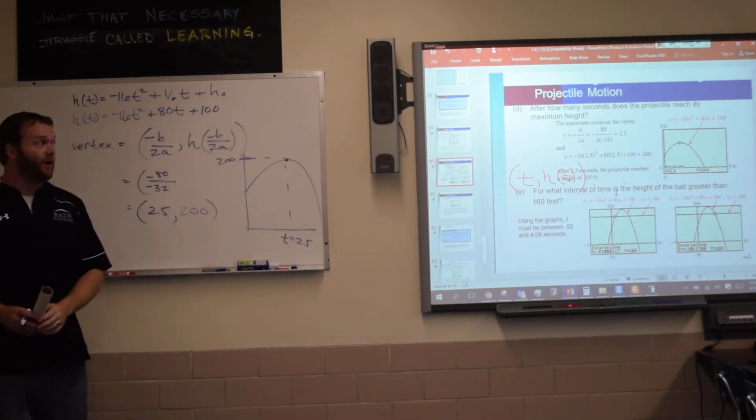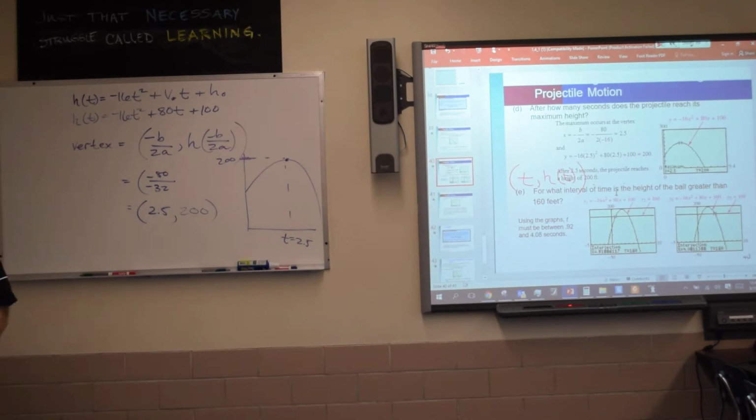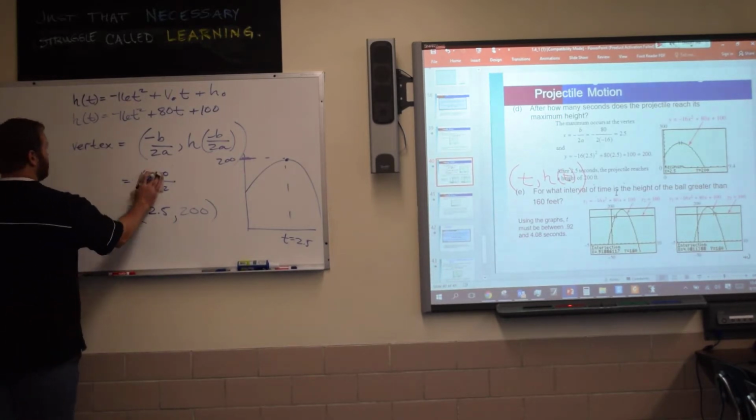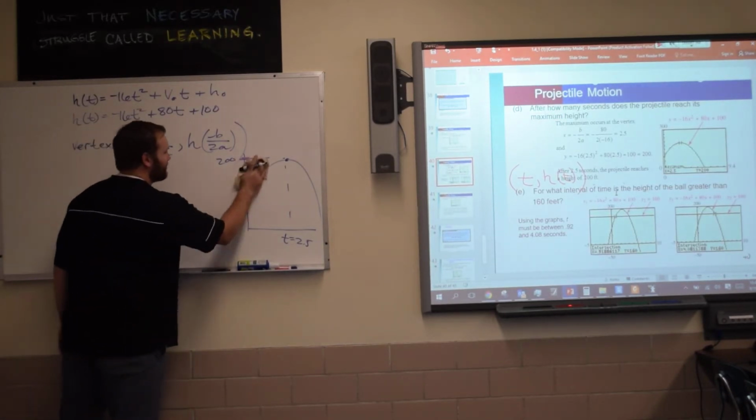If they were to ask a question, and they did this in the one yesterday, like when does it reach 300 feet? Does it reach 300 feet? No. If the maximum is 200, there's no way it's getting to 300. So there'd be no solution to that, and there's some algebra that would prove that to us eventually.